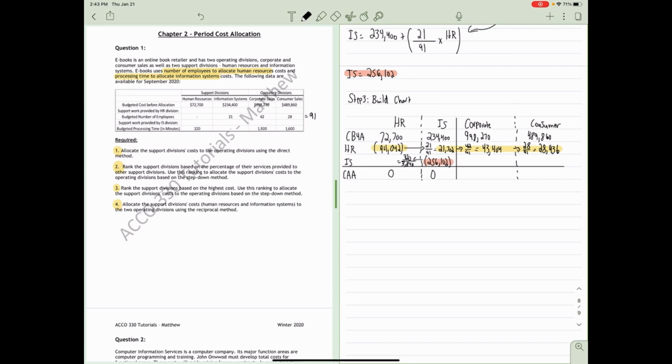So 94, I like doing it like that personally. I don't multiply by the percentage. I just like keeping my life simple. So 94,042, all right, minus 72,700 gets me 21,342. So 21,342. Okay, so if you wanted to, you can multiply it by the ratio and you'll get literally the same number. So if you did 256,102 times 320 over 3,840, you would also get 21,342.